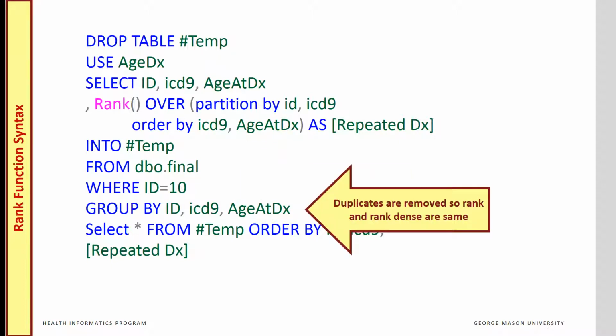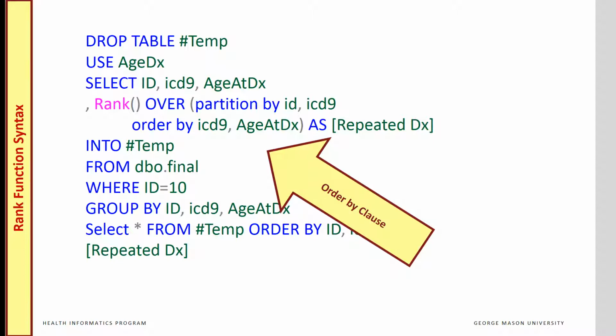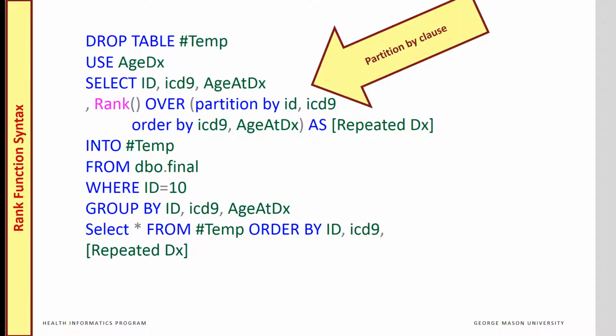Duplicates are removed so rank and rank dense are the same. The group by command will delete any record for the same patient having more than one same diagnosis occurring at the same age. The order by clause includes two variables. The partition by clause also includes two variables.